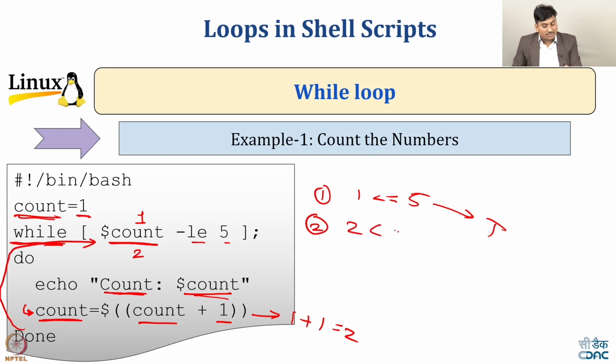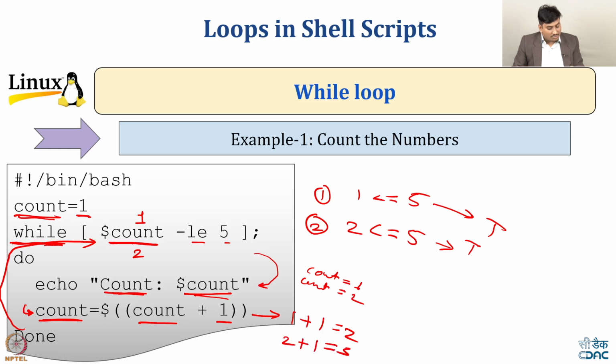Now once again it will check whether the value of count, 2, is less than or equal to 5. Yes, true. Once again it goes into this loop. So now it prints that count, initially it was 1, now it will be 2, and once again it will update. The earlier value was 2, now I add 1 to it, and it will update it to 3.